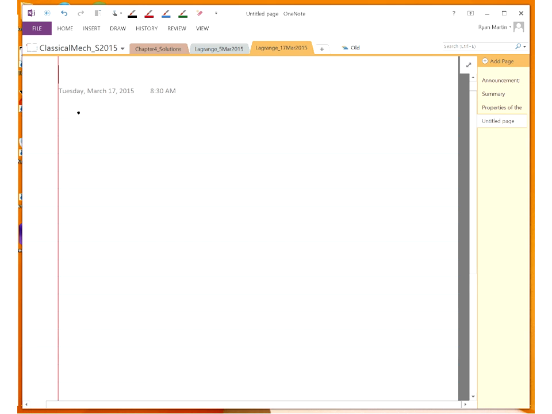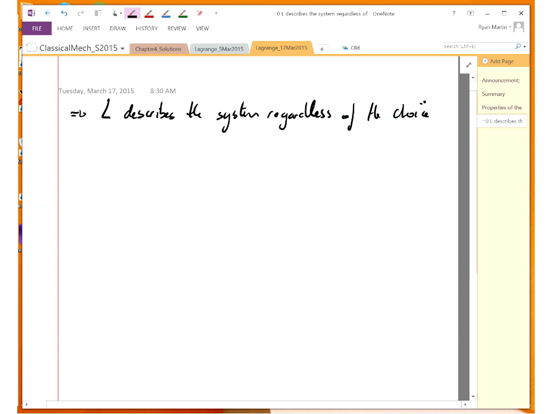So the conclusion is that the Lagrangian describes the system regardless of the choice of generalized coordinates.